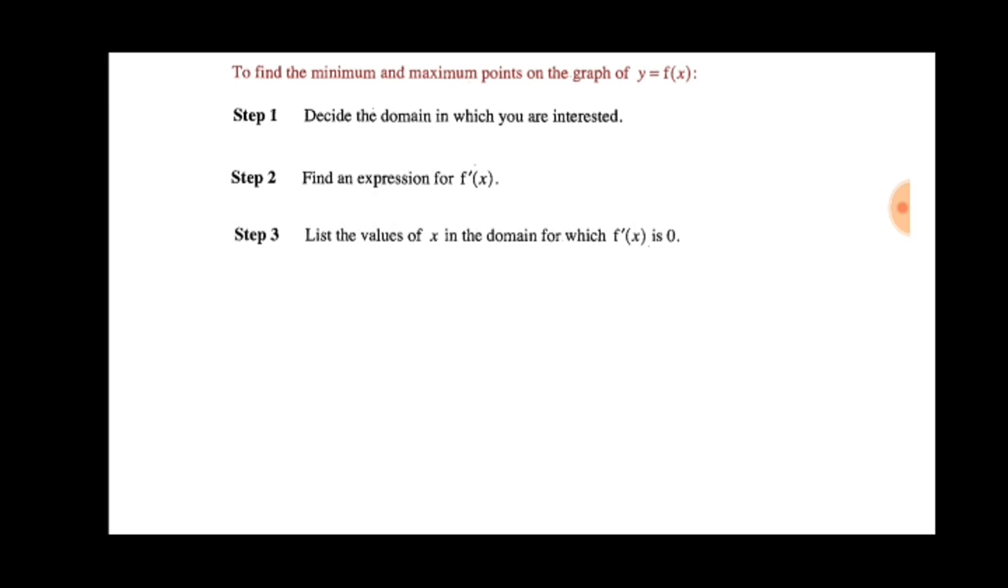To find the minimum and maximum points on the graph of y equal to f of x, we need to follow the following steps. First, we need to decide the domain in which we are interested. We need to find an expression for f dash of x, the first derivative, and then we need to list the values of x in the domain for which f dash of x is 0.